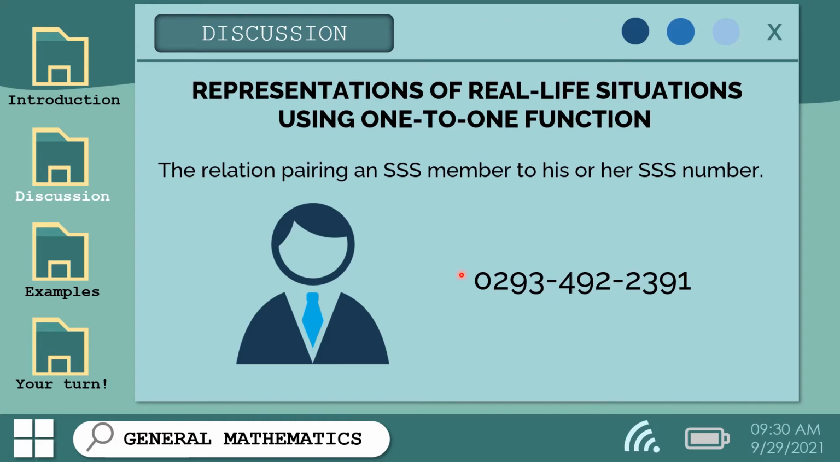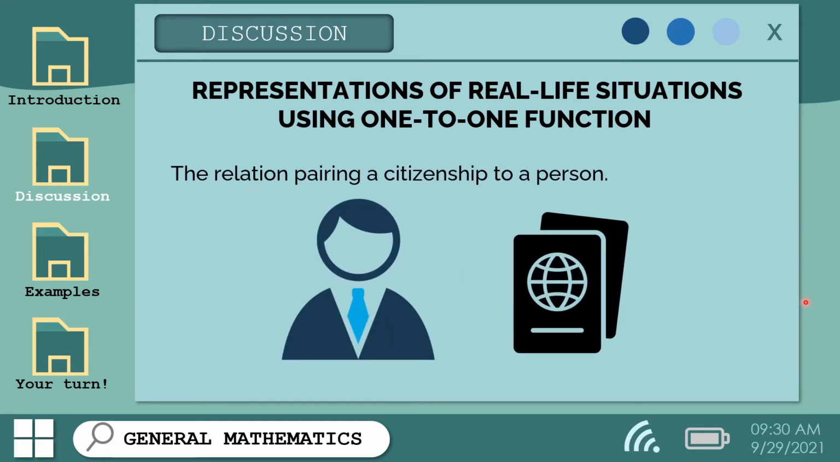Okay. Another example. The relation pairing a citizenship to a person. Let's first check if this is a function. Is every citizen related to only one person? Already here, this is not a function, because every citizenship can be related to many persons. When we say Filipino citizen, there are many persons that are Filipino citizens or have a Filipino citizenship.